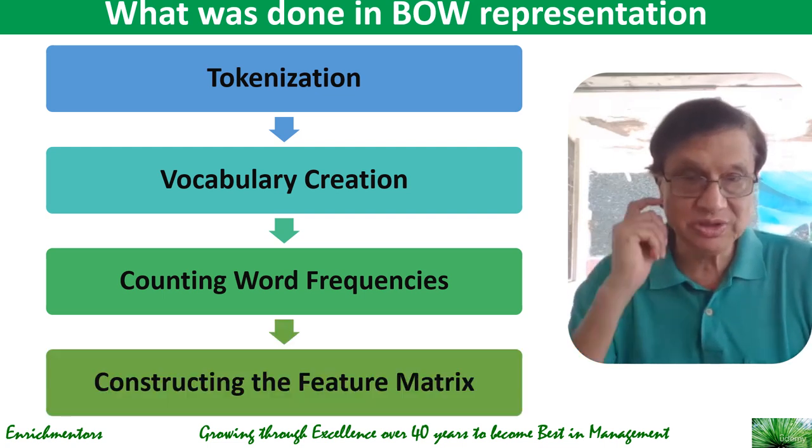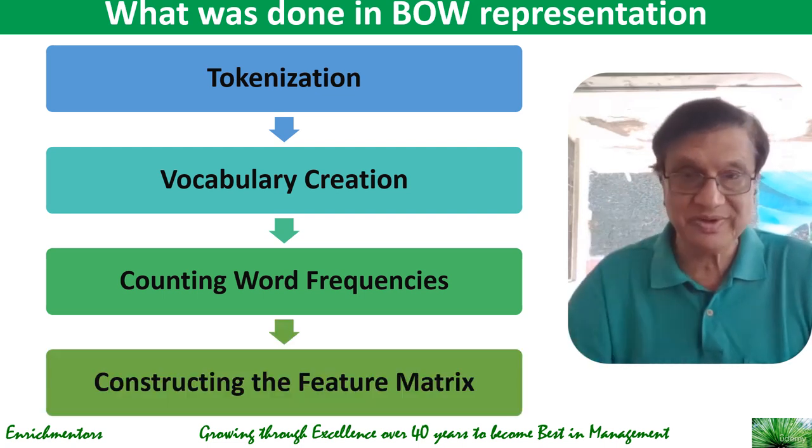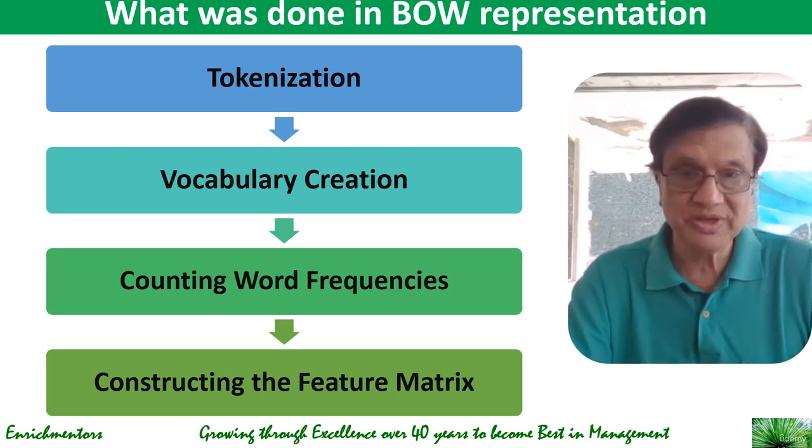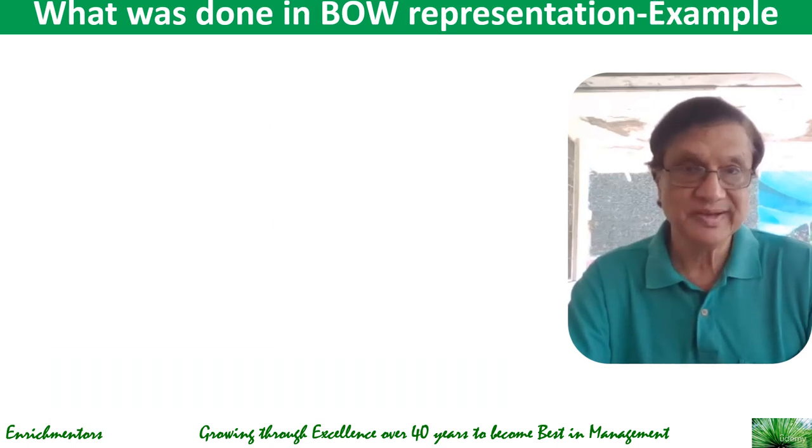Based on the word frequency counts, a feature matrix was constructed where each row corresponded to a document and each column corresponded to a word in the vocabulary. The value of each cell represented the frequency of the corresponding word in the document, and if the word was not present in the particular document, its count was taken to be 0.